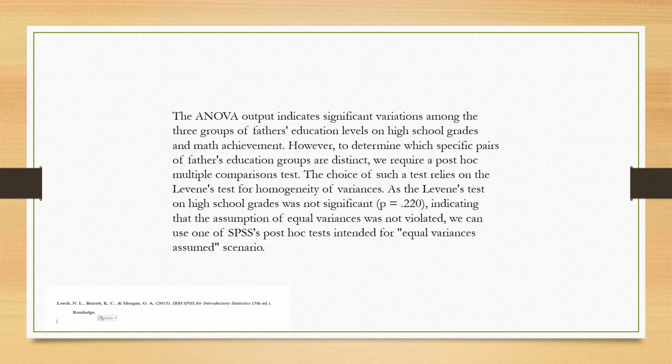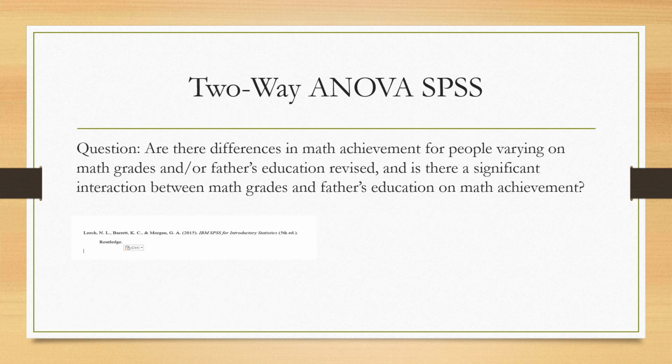The ANOVA output indicated significant variations among the three groups of father's education levels on high school grades and math achievement. If you want to determine which pairs of father's education groups are distinct, you would require a post hoc multiple comparisons test, and which test you would use would be determined by Levene's test.